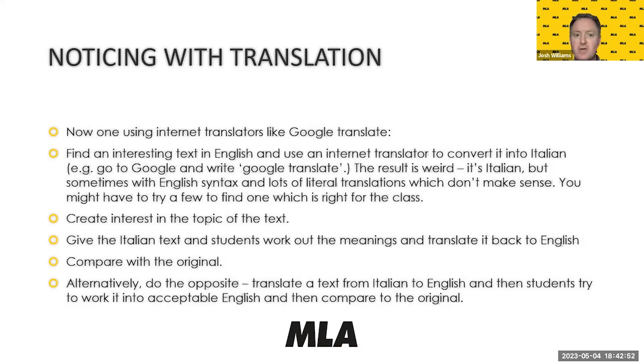You can create interest in the topic of the text. So you're going to be looking at some topics that might be in the news, if they're interested in football, a new film or a singer, or something that's happened in their town, or something that's made the news, the coronation. Give the Italian text and students work out the meanings, translate it, and then compare it with the original. Again, you could do it in the opposite way too. But we're not getting them to depend on translators. What we're actually saying is that it can be productive.